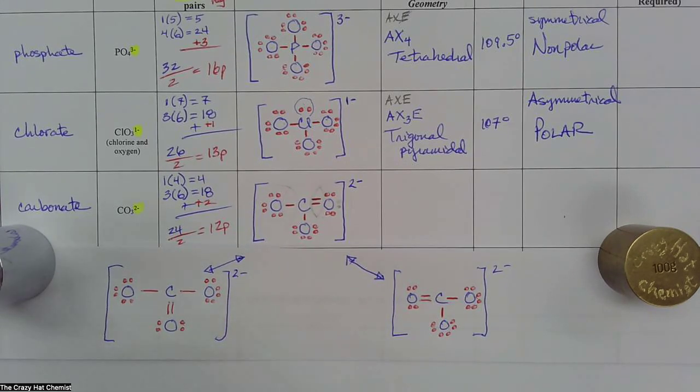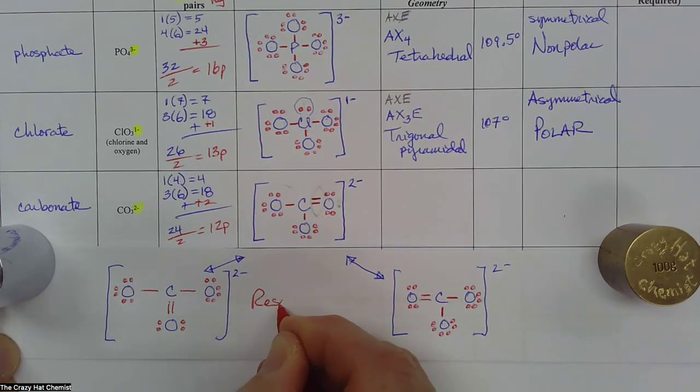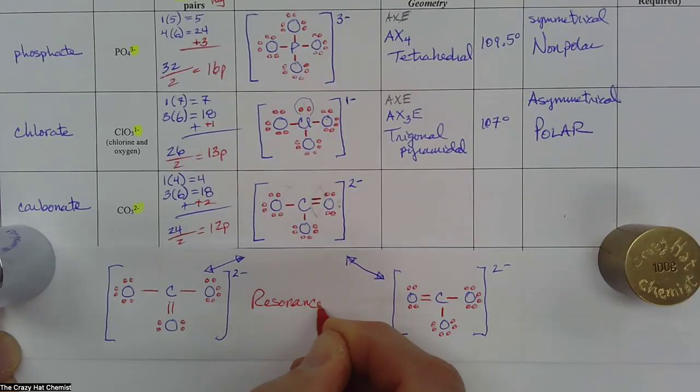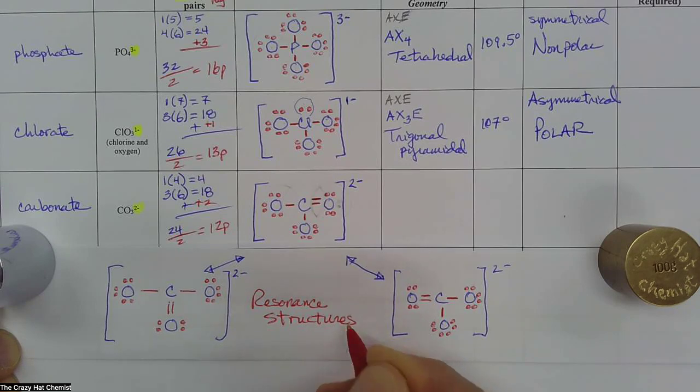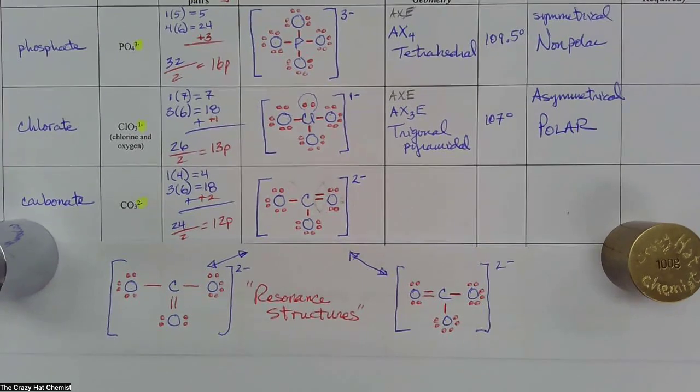What are these called? These are called resonance structures. You will learn this then in an upper level chemistry class or in your organic chemistry class. These are very critical.